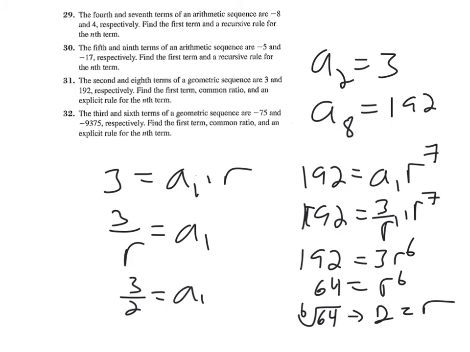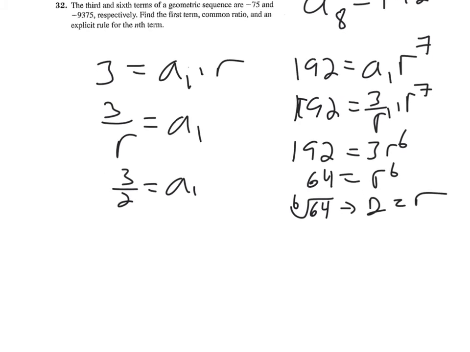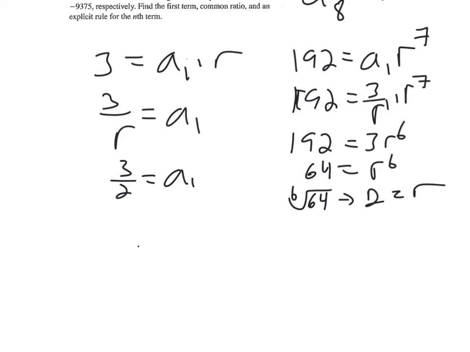And now we're almost done here. They just want us to do an explicit formula. So a sub n equals 3 over 2, that's a sub 1, times 2 raised to the n minus 1.